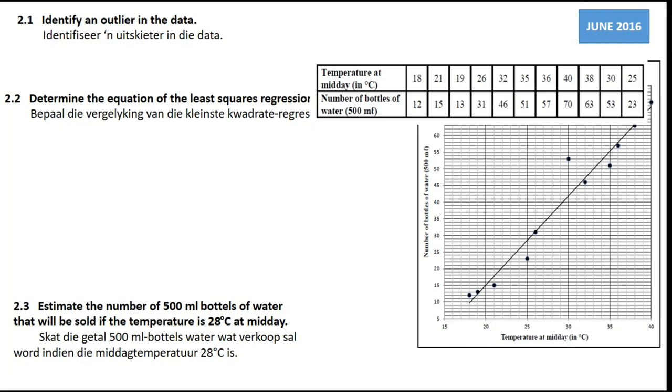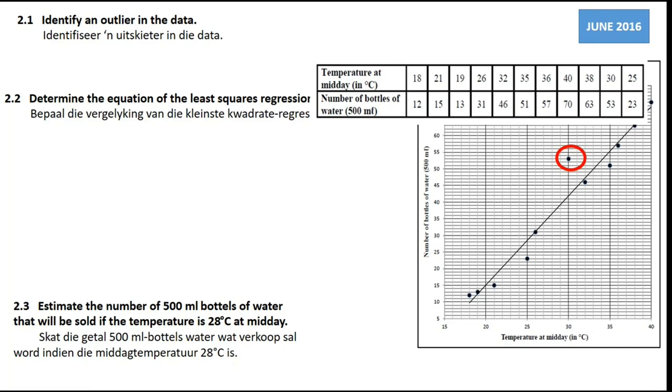The equation of this line, how do we do that? And then it says at the bottom, number 2.3, that we must now estimate. Estimate almost means guess, but not really. It means that we're going to read off something from this graph, and the answer is not going to be perfect. So it's going to be an estimate, an approximation. Okay, there's the one that's sitting on his own or on her own. That's the outlier.